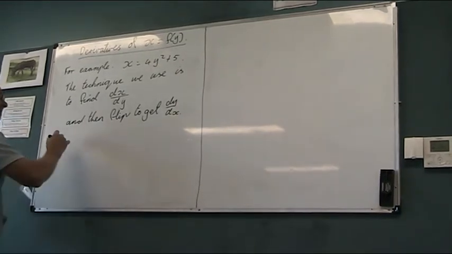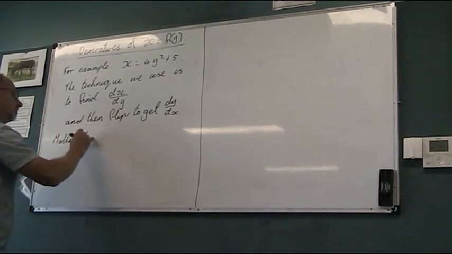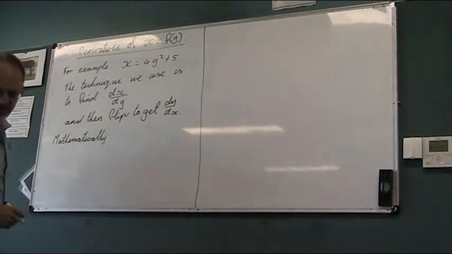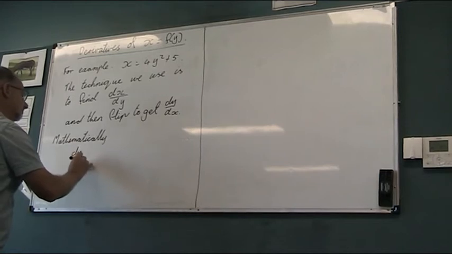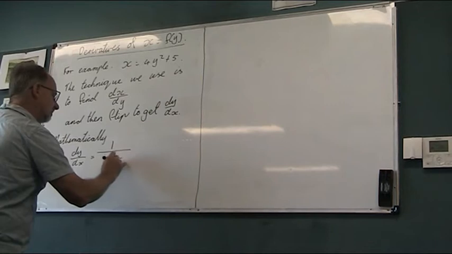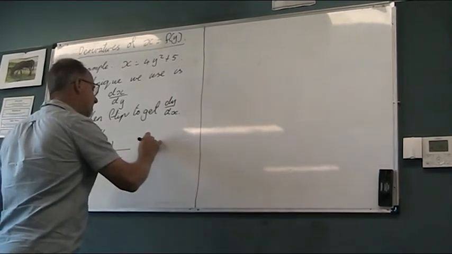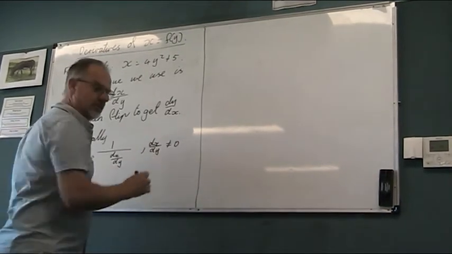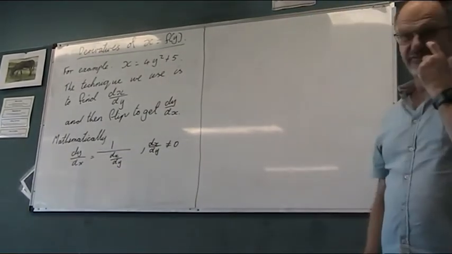So mathematically, what that would be is that dy/dx is 1 over dx/dy, provided of course dx/dy is not equal to 0. Of course, if it is, then it's not defined.